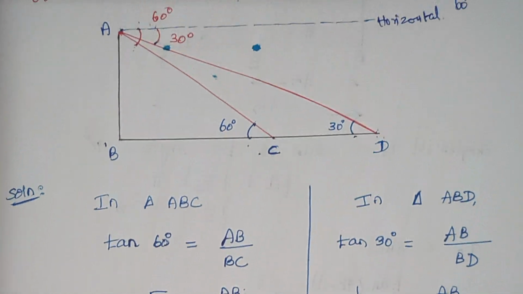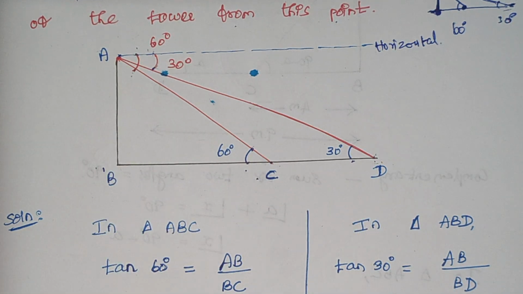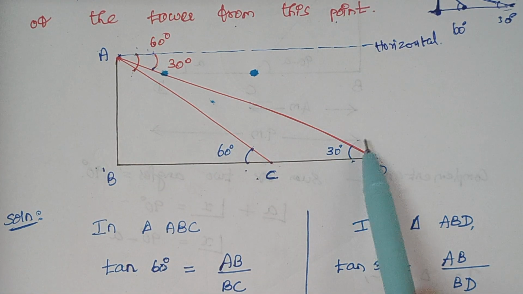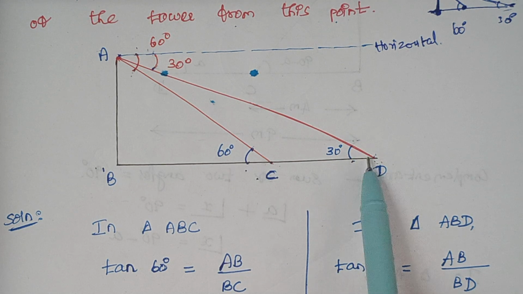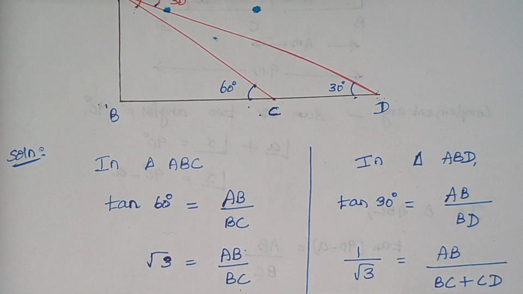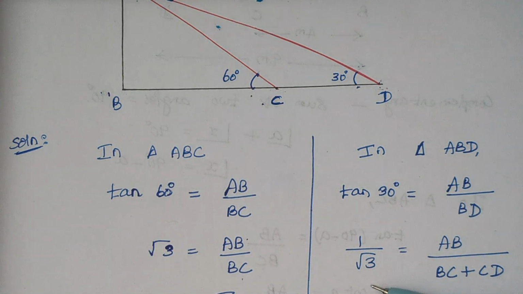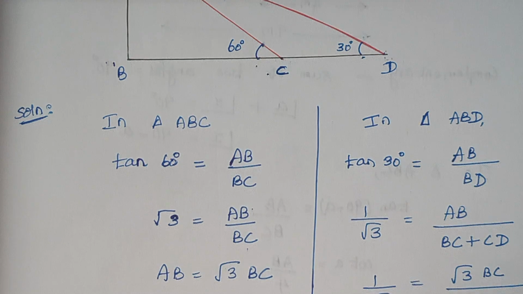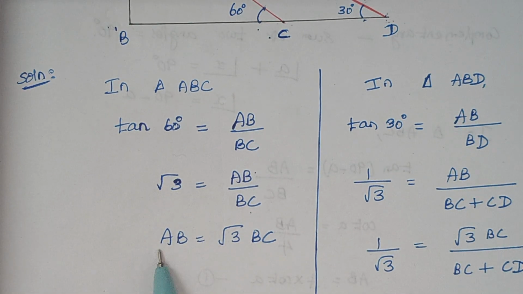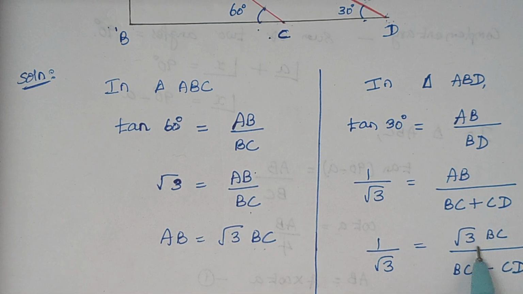Right. Now consider the bigger triangle. So here the triangle is ABD. So again move on with the tan ratio. So tan 30 degrees is equal to AB by BD. Right. And this BD can be written as BC plus CD. Right. And tan 30 is nothing but 1 by root 3. So again just do a multiplication here. You see AB can be replaced with root 3 BC. So in the place of AB, rewrite with root 3 BC here.